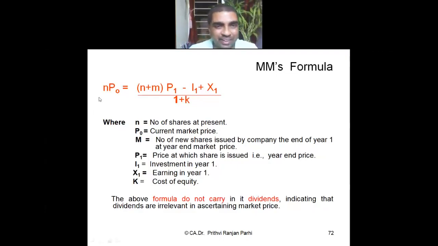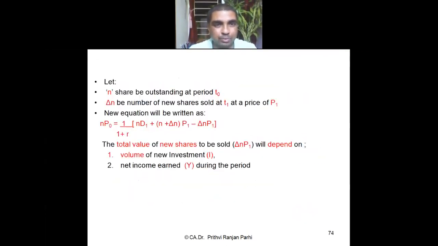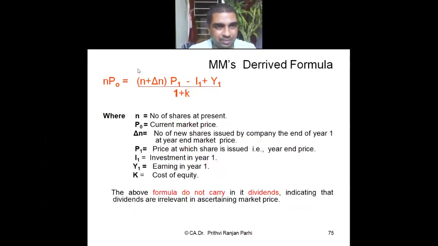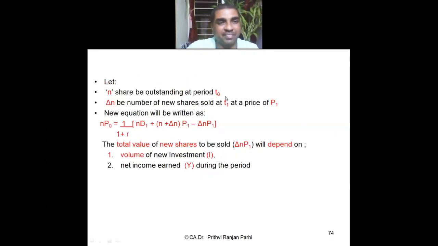Since when the price is finally arrived at, dividend is not coming into the picture. Dividend is irrelevant. The same formula in some other textbooks has been explained like this. NP0 is equal to N plus delta N, where delta N means new shares and N means old shares, into price minus investment plus Y, called the earning, divided by 1 plus K. In the study material this formula is given. Here also there is no dividend. Therefore, dividend is irrelevant. This is how they have explained.